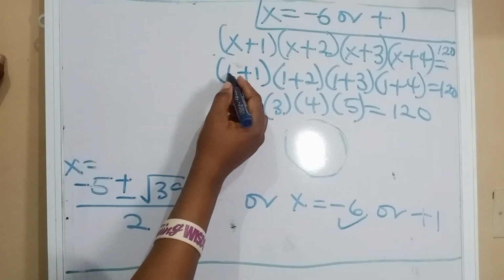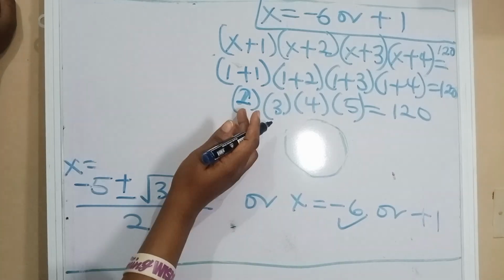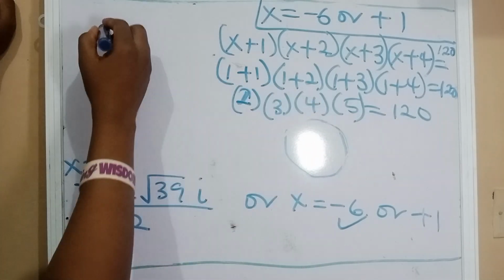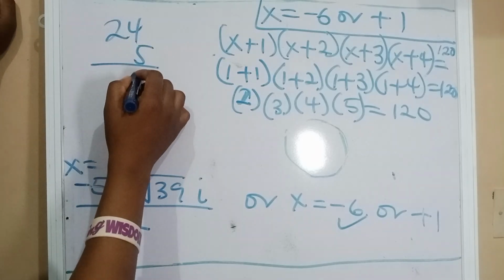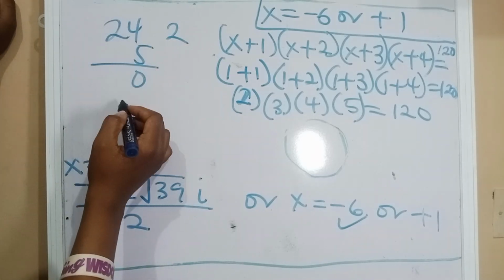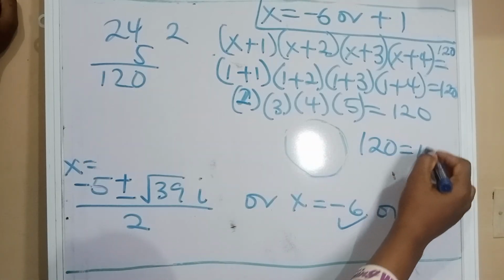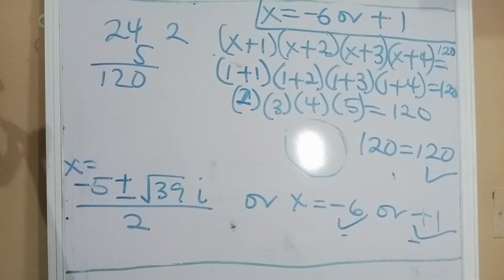Sorry guys, 1 plus 1 is 2 actually. I thought we were multiplying. So 2 times 3 is 6, 6 times 4 is 24, 24 times 5, let's see, 5 times 4 is 20, 5 times 2 is 10, 11, 12. So that gives us 120 equal to 120. So these two solutions are very correct.